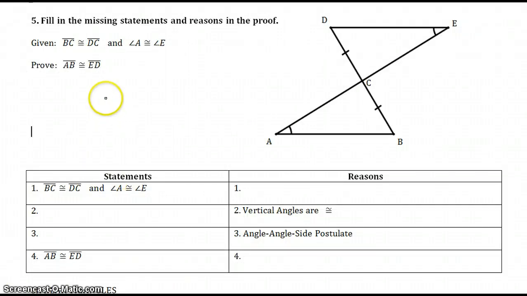On number 5, we need to fill in the missing statements and reasons in this proof. We're given that segment BC is congruent to segment DC, and that angle A is congruent to angle E. And we need to prove that segment AB is congruent to segment ED. So, in step 1, the statement is segment BC is congruent to segment DC and angle A is congruent to angle E. So why can we say that? Because that information is given.